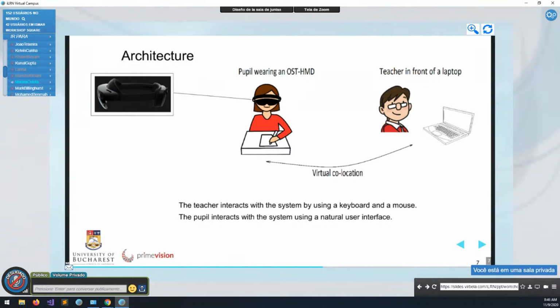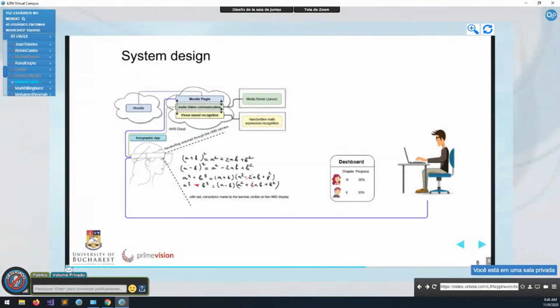A few ideas about the system design. We are thinking to build this system based on the Moodle platform, which is an open source educational platform with a very active community. So we would implement some plugins for Moodle that would allow for audio and video communication between the pupil and the teacher.